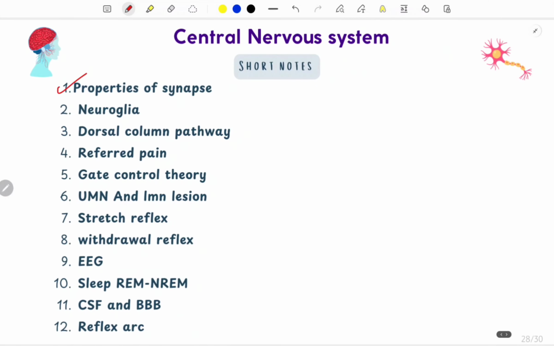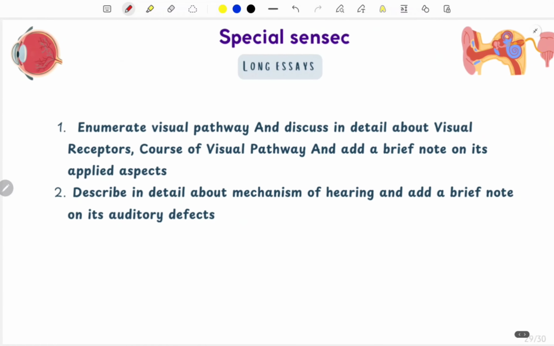Moving on to the short notes: properties of synapse, neuroglia, dorsal column pathway, referred pain, gate control theory, upper motor neuron and lower motor neuron lesions, stretch reflex, withdrawal reflex, EEG, sleep, both REM and non-REM sleep, CSF and blood-brain barrier, reflex arc.